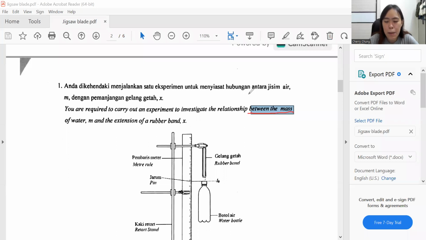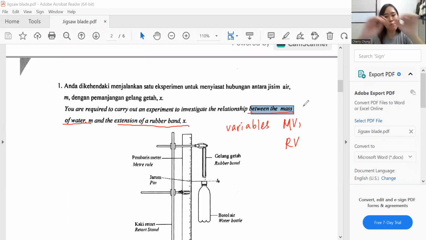Okay, so between the mass of the water and the extension of the rubber band, this is what we call the variables. Sorry, I give you the spring first. These two variables can be either MV or RV. They will not be arranged like the relationship between MV and RV. Sometimes they will interchange, so you have to identify yourself which one is the MV and which one is the RV. But definitely it is one of these two.